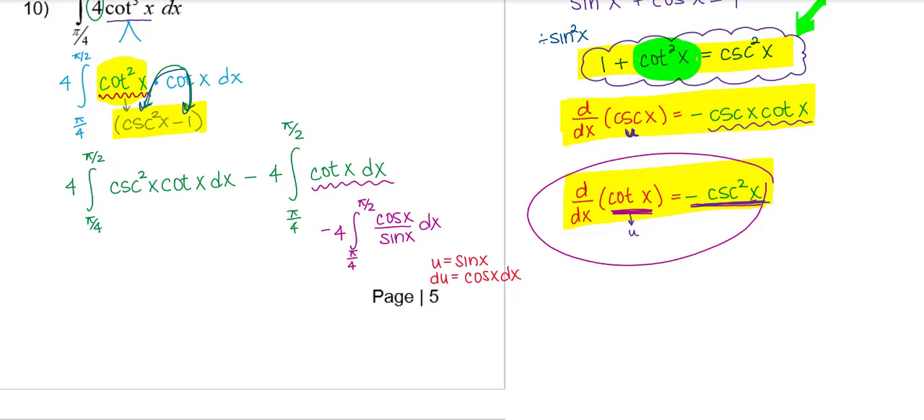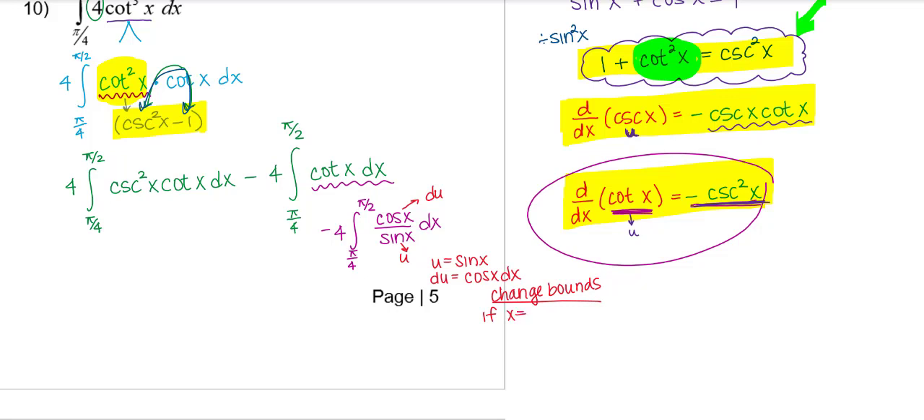And of course, don't forget your dx. So this antiderivative is really a du over u, so it will become natural log. I'm also going to change my bounds. I think that's really helpful here.